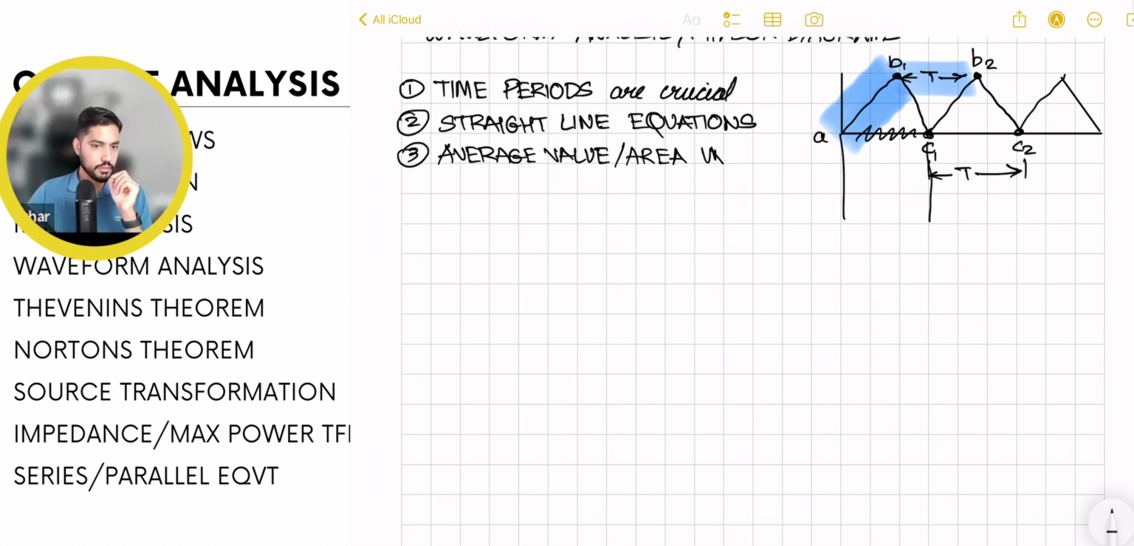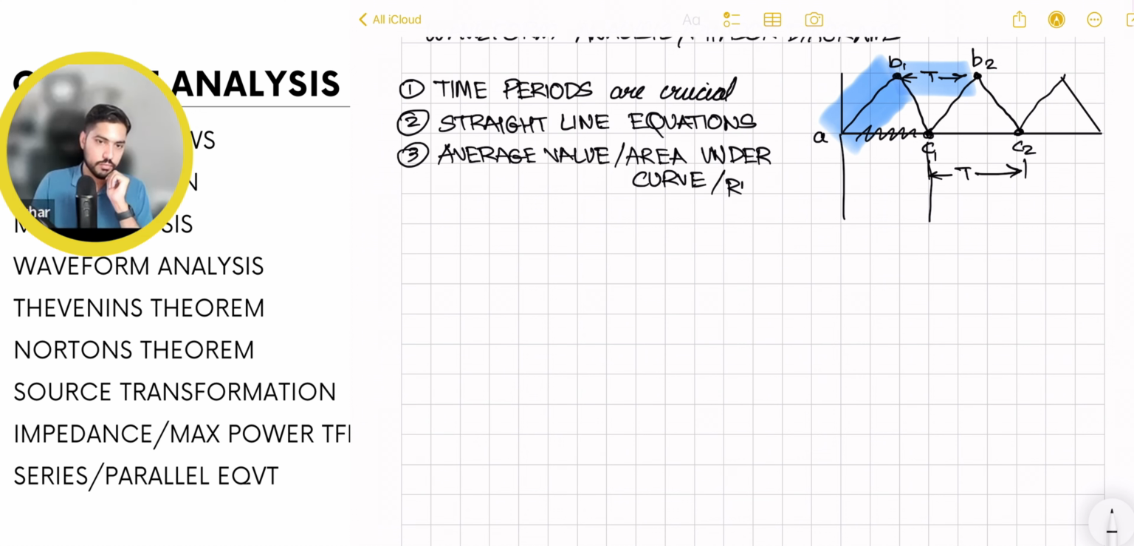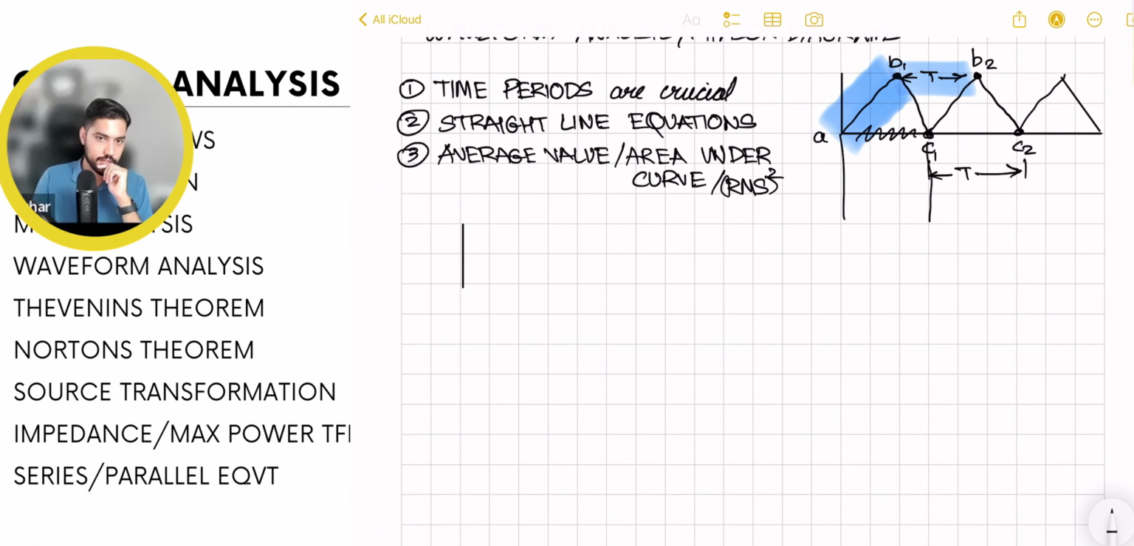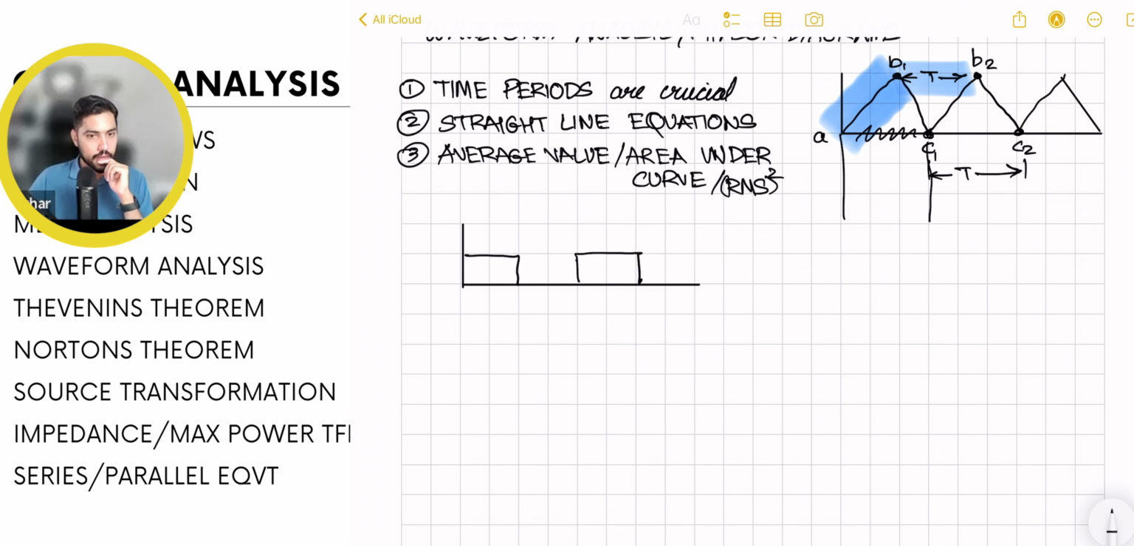Another thing to remember about waveform analysis is the average value, okay, and area under the curve and the RMS square. Okay, so if I have a waveform like this, correct, that repeats itself like this. Now, let's say this is 1, this is 2, and this is 3. Okay, and let's say this is 4. Okay, very quickly, if I ask you to calculate the average value, how are you going to do that?